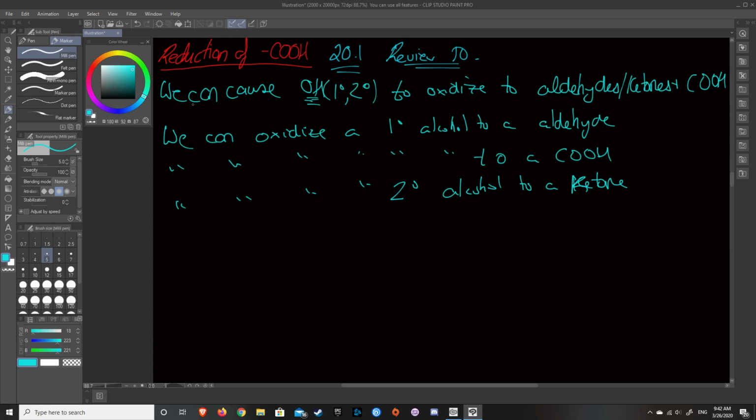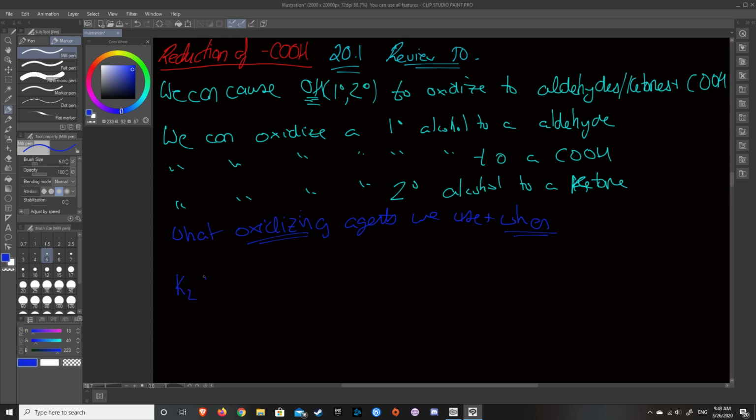And what you definitely need to remember for this is what oxidizing agents we use and when. So basically what we're going to talk about first is the two different oxidizing agents that you must know and the difference between them. Like I said, hopefully this is a review.